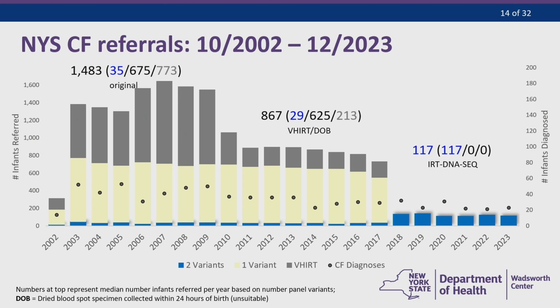And what you can see is that right before our algorithm change in 2017, we were referring about 600 carriers per year and about 200 babies with ultra-high IRT no variants. And then you can see here is where we're at today, where some of those babies that were in the carrier group or in the ultra-high IRT group have shifted to the 2 variant group.